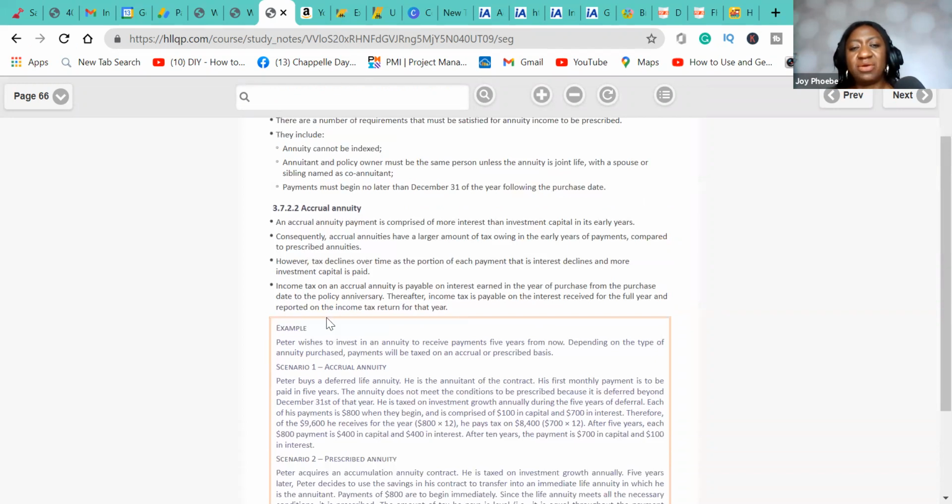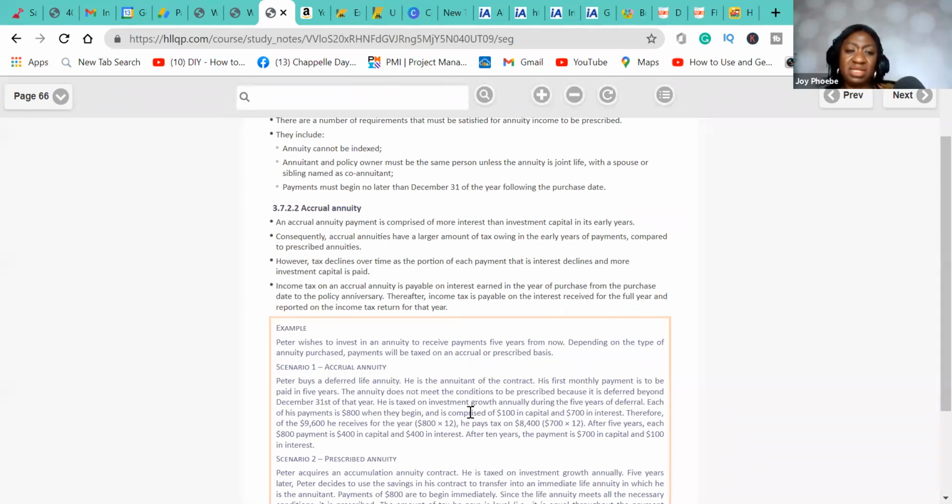Accrual annuity. An accrual annuity payment comprises more interest than investment capital in its early years. Consequently, accrual annuities have a large amount of tax owing in the early years of payments compared to prescribed annuities. This form of annuity accumulates in the early years, and so do the taxes. The taxes are accumulated and will be paid in the later years.